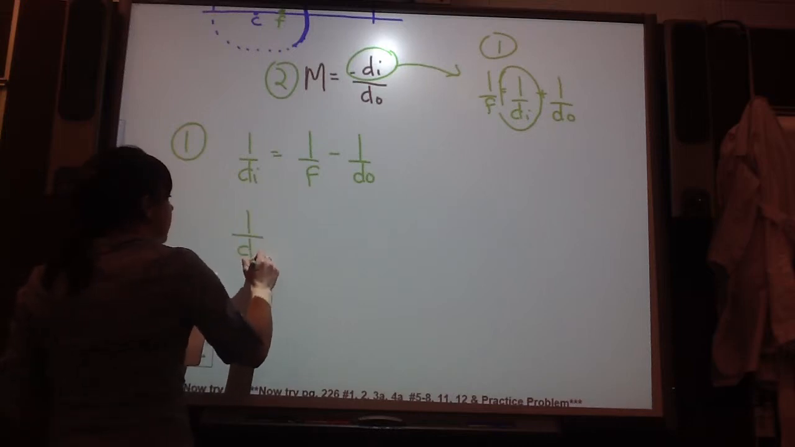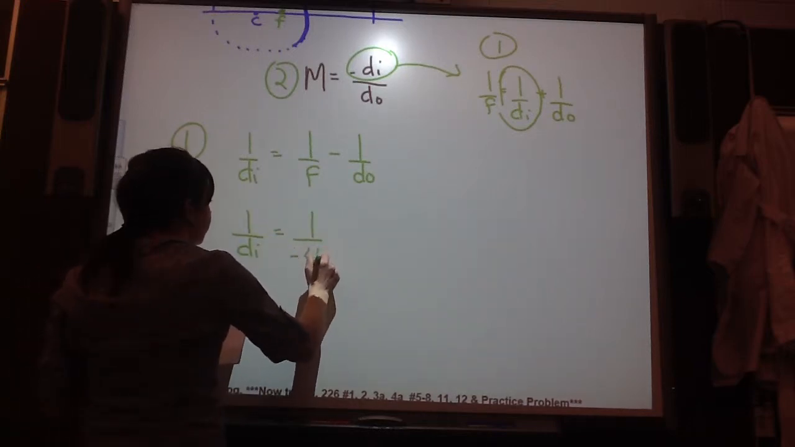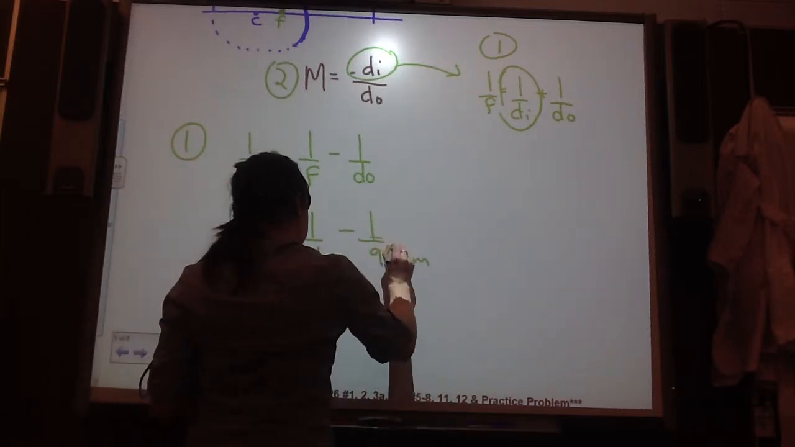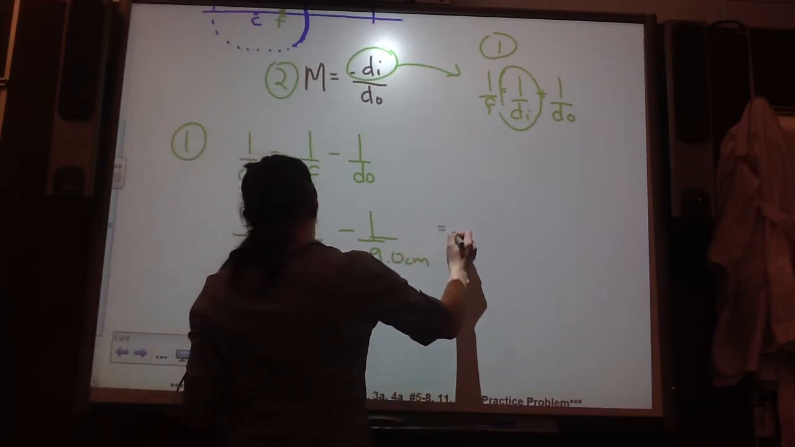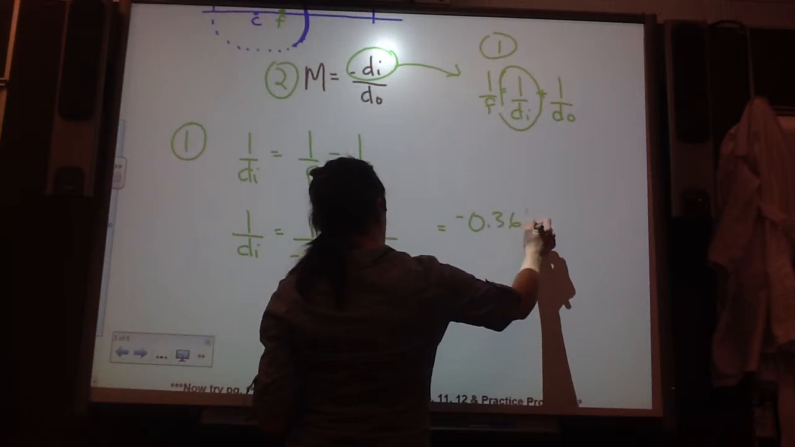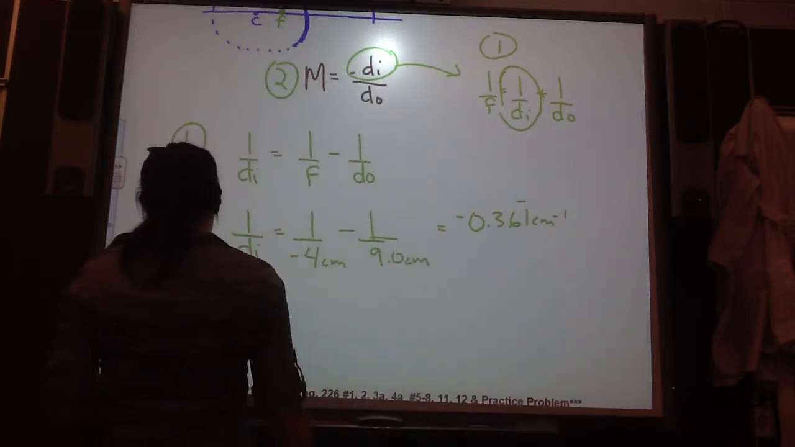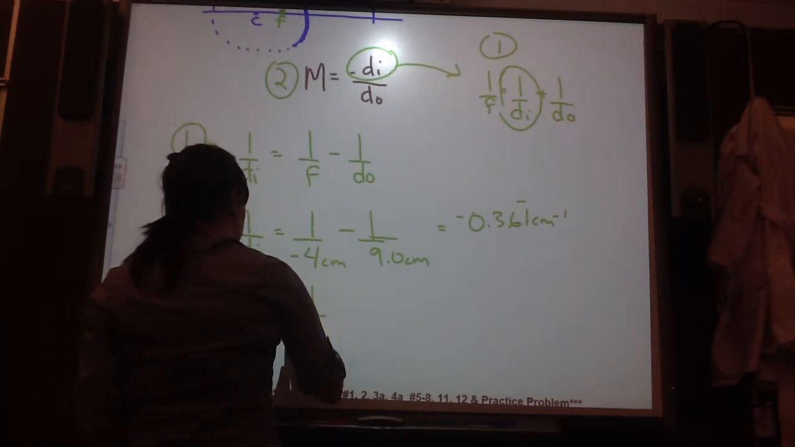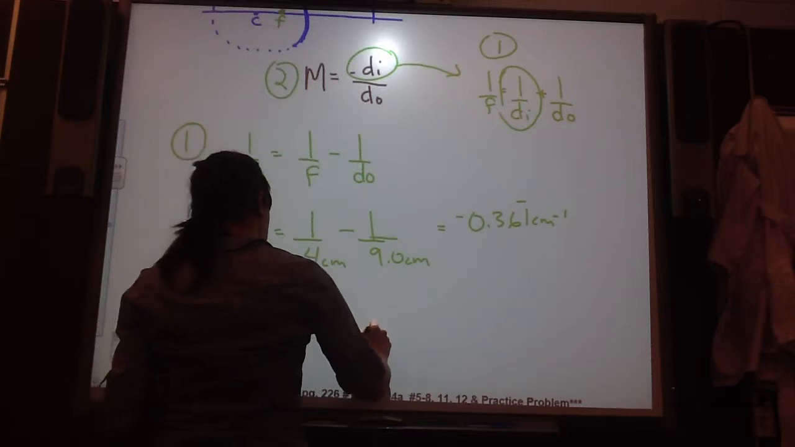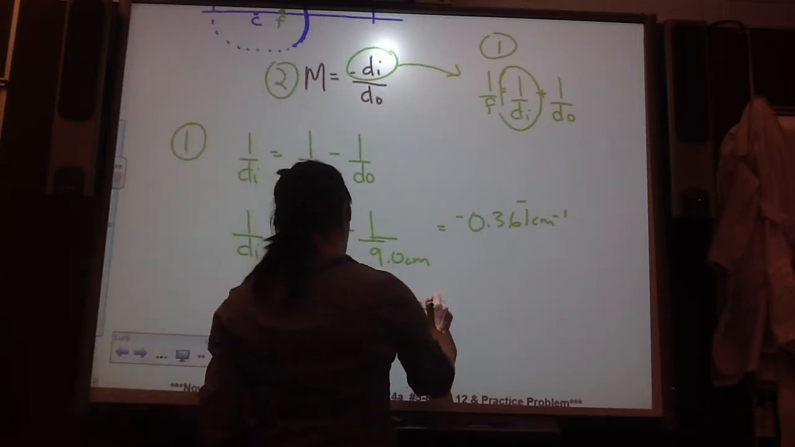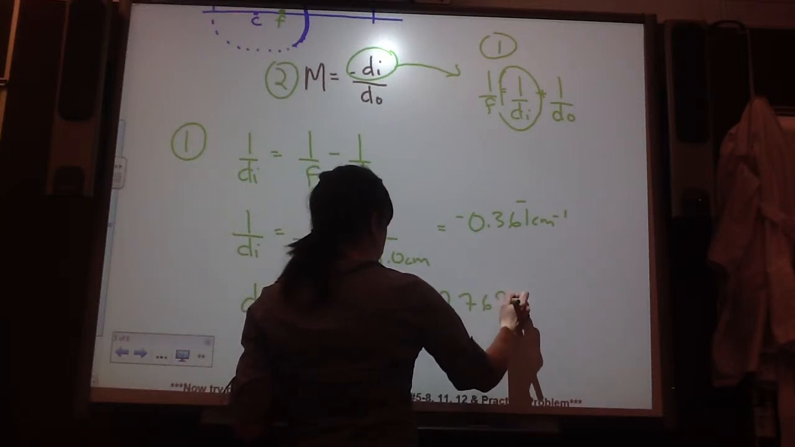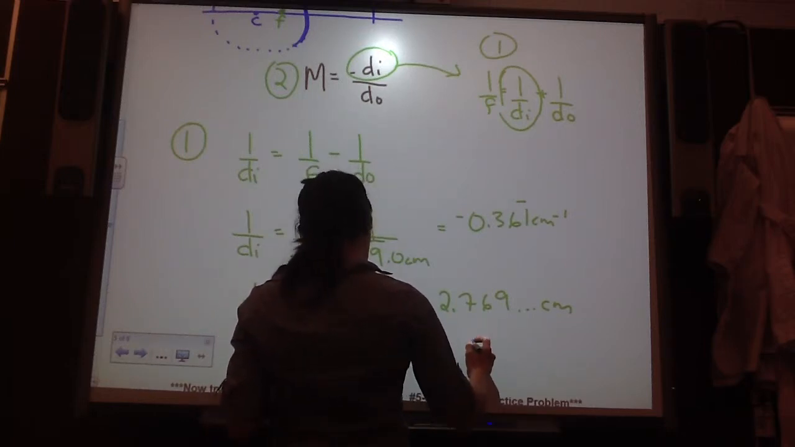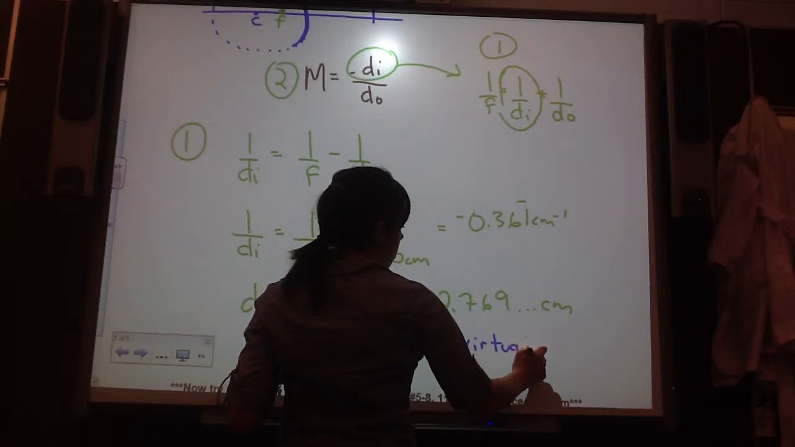So 1 over DI is equal to 1 over negative 4 centimeters minus 1 over 9. This gives us an answer of negative 0.361 centimeter inverse. So to solve for DI, I need to go 1 divided by negative 0.361 centimeter inverse, and that is equal to negative 2.796, etc. centimeters. So this negative indicates to us that it is virtual.